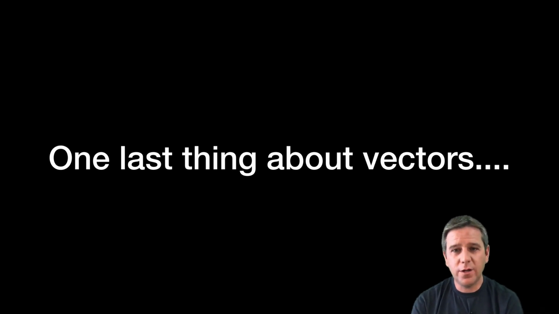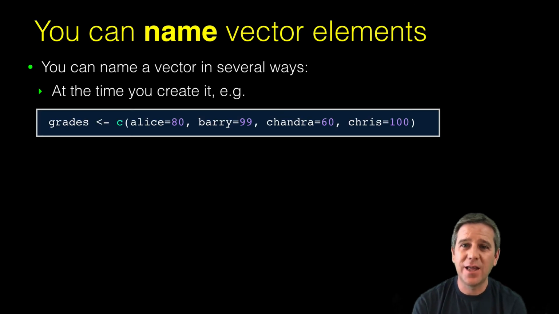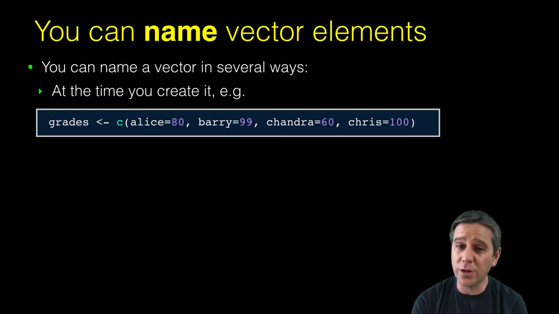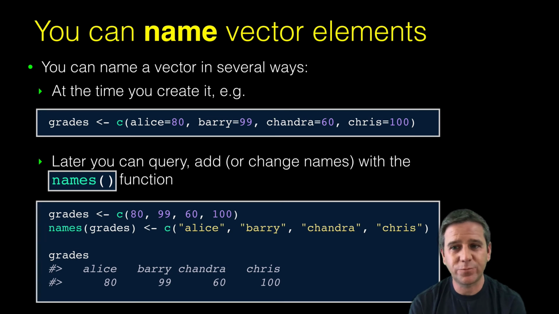Okay, one last thing about vectors before we move on here is that we can add names to each element of a vector. And you can do this either at the time you create the vector, like here I'm creating this little vector of 4 things where each one has got a person's name on it, where these are fictional students in some test, and that's their score. And it'll give me a vector like this, where the names come along with each element of the vector.